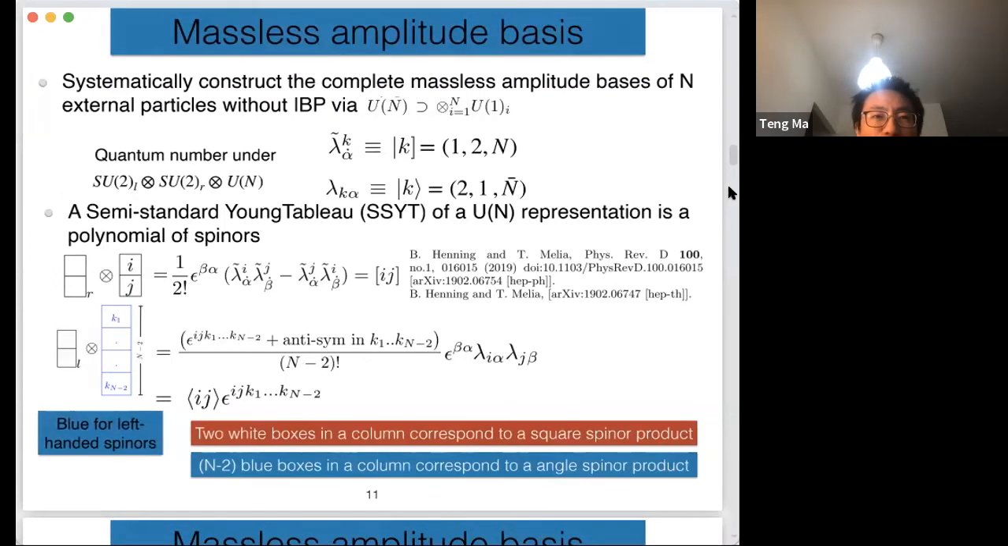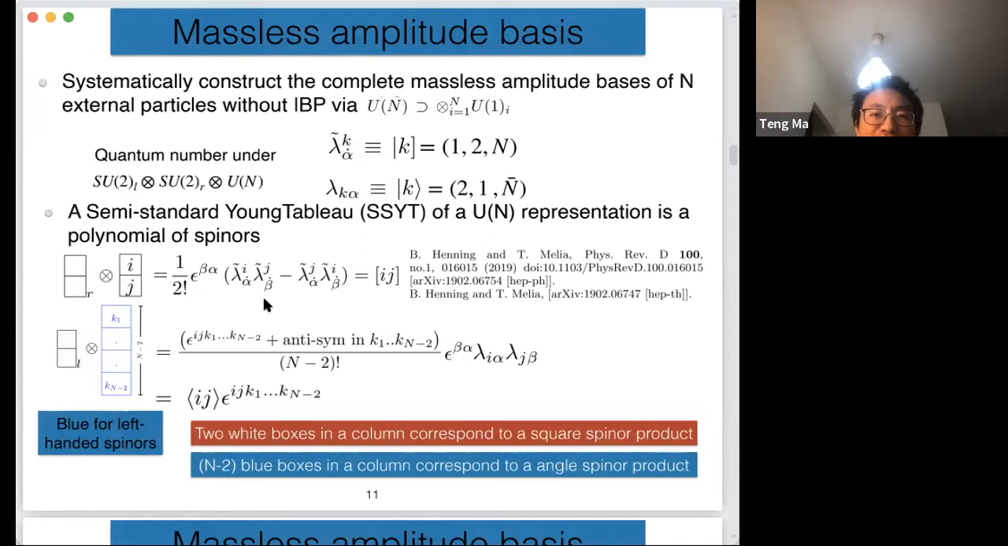So how to systematically remove the IBP redundancy? The IBP redundancy in the amplitude basis with n external legs can be removed by the global symmetry. U(N) is the global symmetry of the massless spinors of the n external momenta. So through this embedding, the n little groups can be correctly embedded in the U(N), because U(N) can contain n U(1)s. The right-handed spinors and left-handed spinors are embedded in the fundamental and anti-fundamental representations of U(N). These are quantum numbers under the Lorentz group and the global U(N) group.